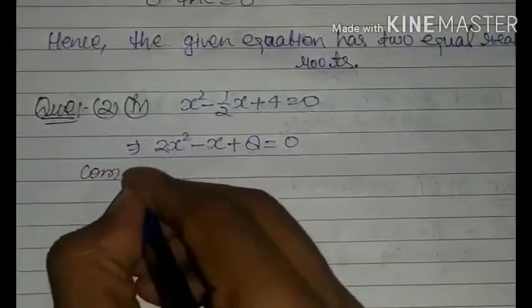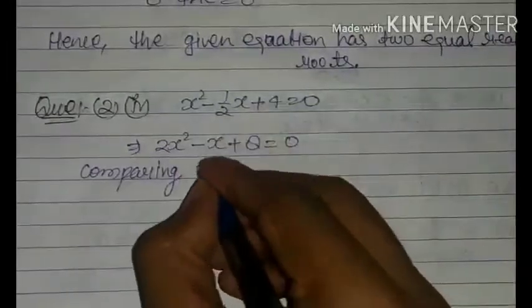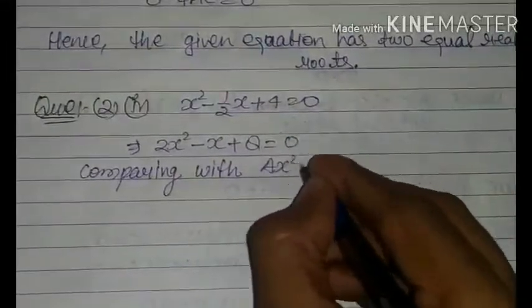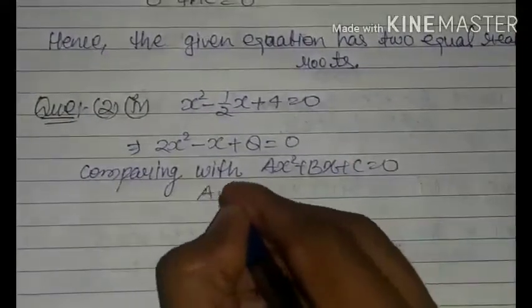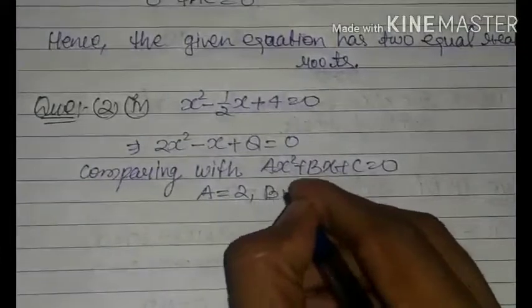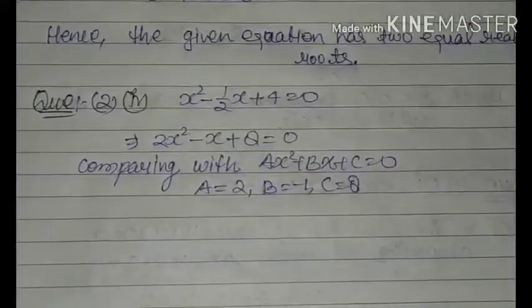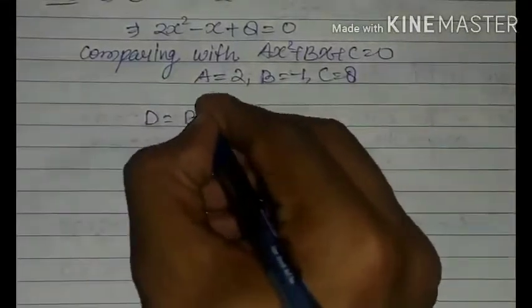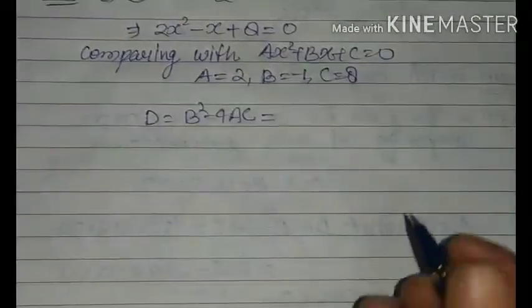Comparing the given quadratic equation with ax² + bx + c = 0, we get a = 2, b = -1, and c = 8. And as we know the formula of the discriminant, D = b² - 4ac, I'm going to put in all the values of a, b and c.